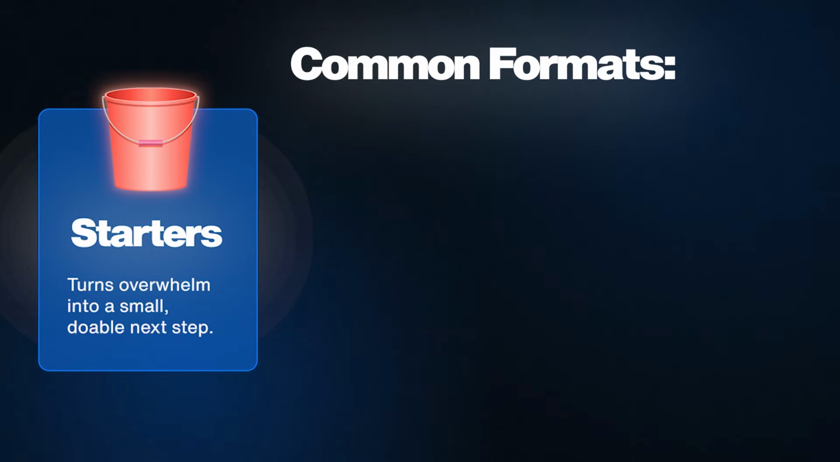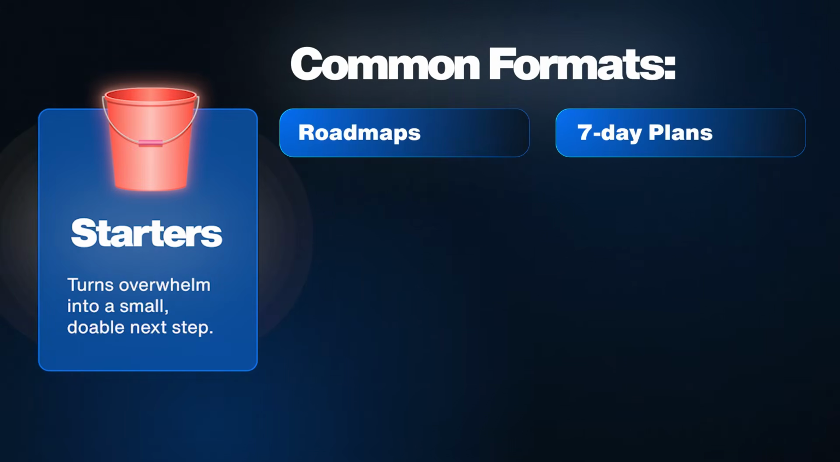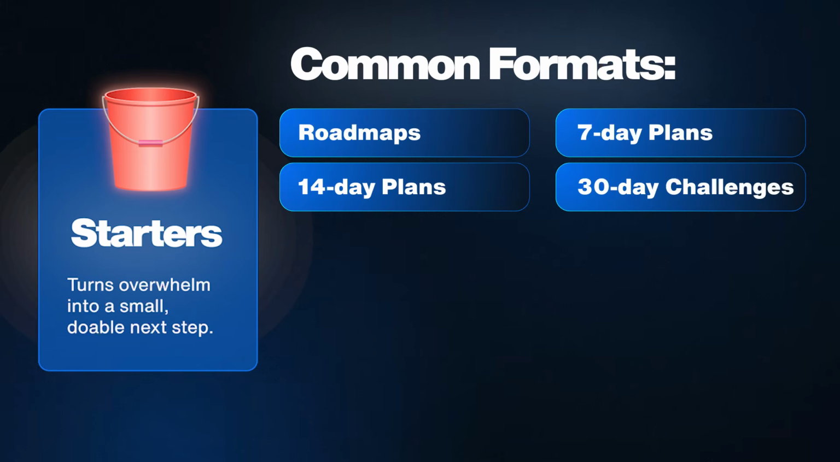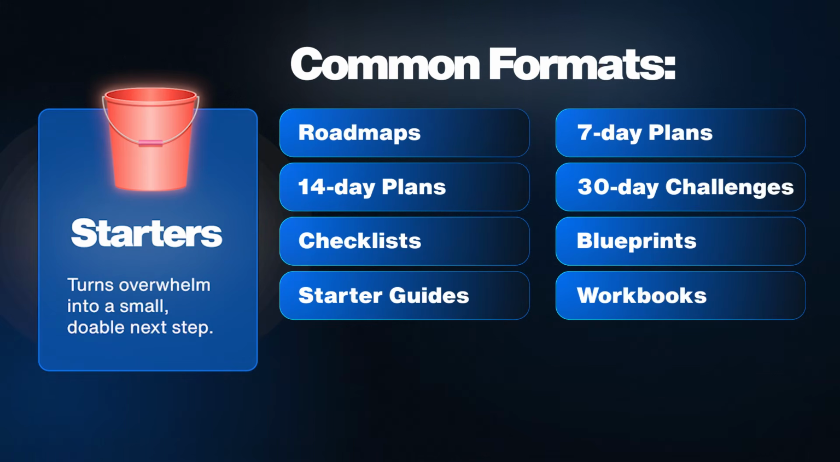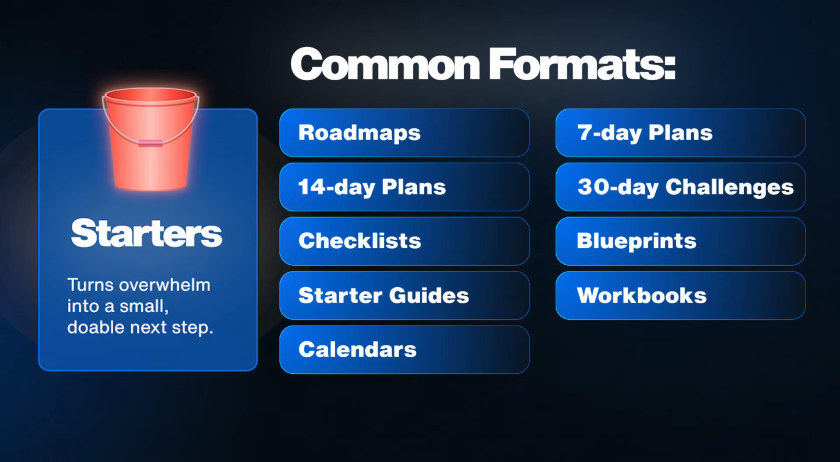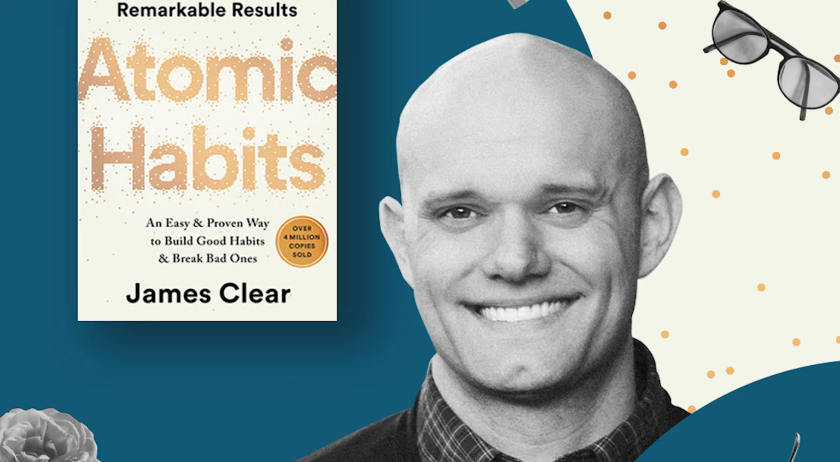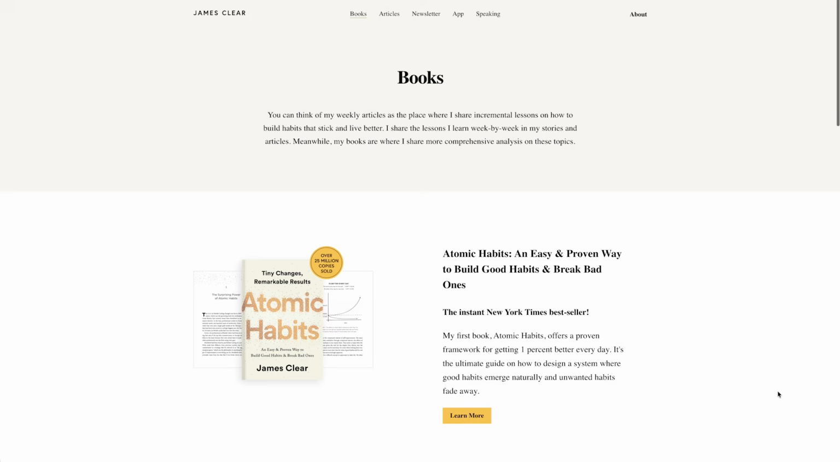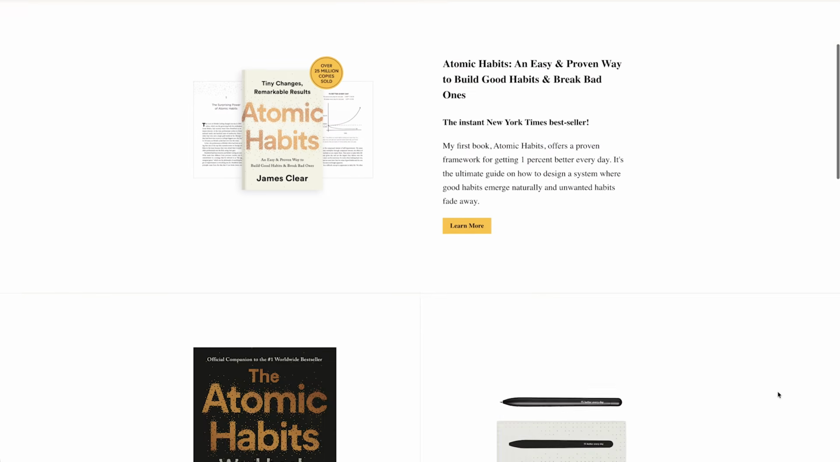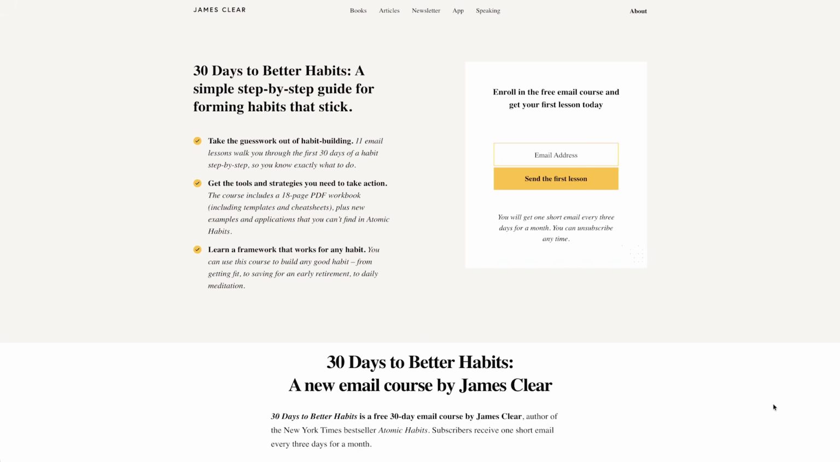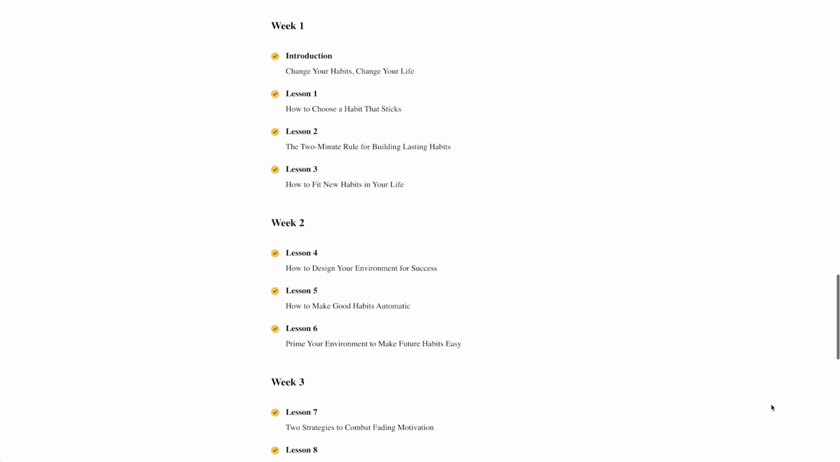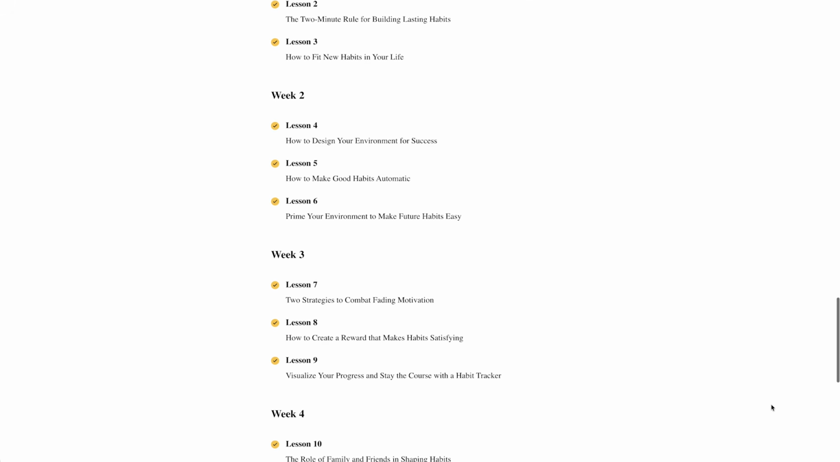Some common formats that starters come in: roadmaps, 7-day plans, 14-day plans, 30-day challenges, checklists, blueprints, starter guides, and workbooks. And here's a couple more honorable mentions to look at. James Clear, one of my favorite authors, does this really well. Before you buy his book, Atomic Habits, or any of his other paid stuff, he gives you a 30-day tiny habits guide. It gets you started on a journey of building habits, and once you've taken that first step and seen a small win, the rest of his stuff becomes far more attractive because guess what? You have momentum now. You're not starting from zero.